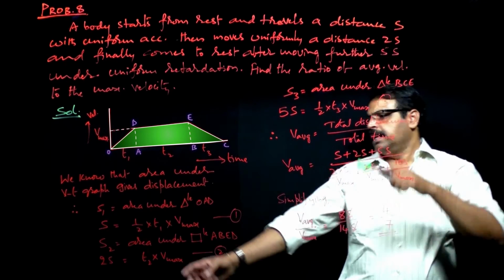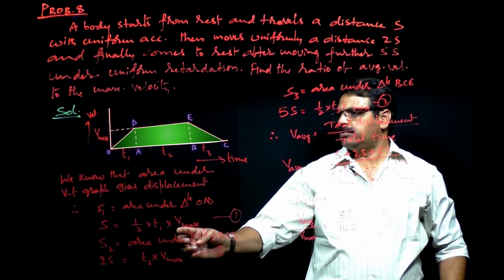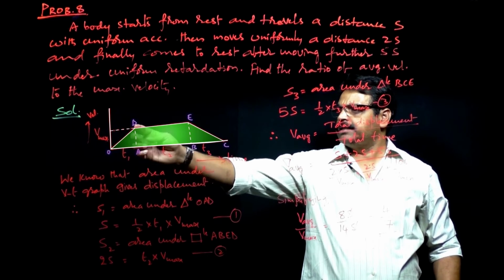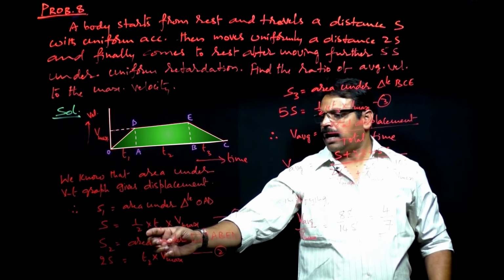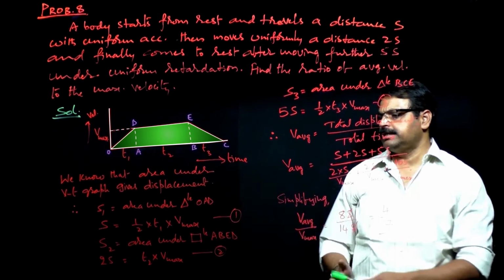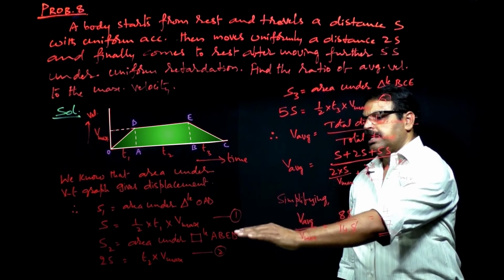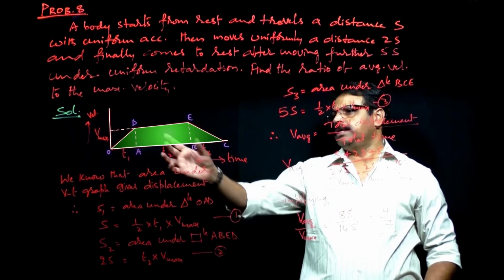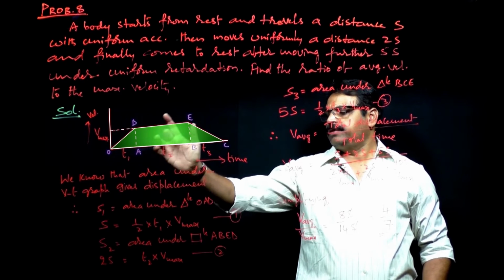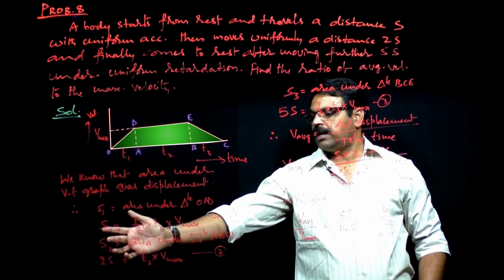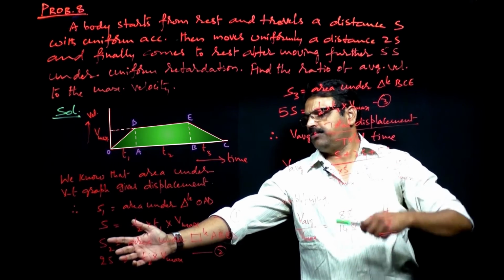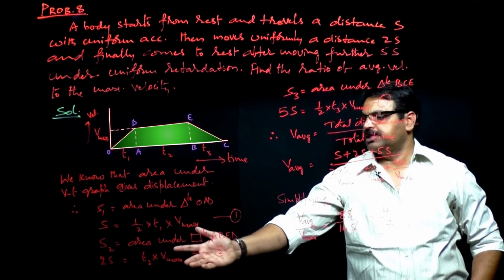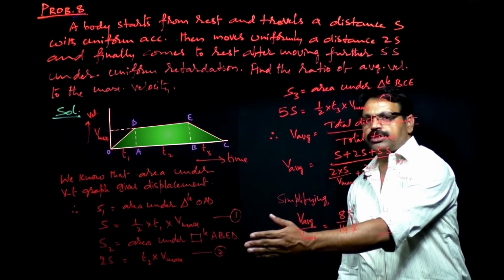That is the reason S is equal to half base into height. Base is the time, height is V maximum. Therefore, I can write S as half T1 into V maximum. Let us say that is the first equation. Similarly, coming to the second interval, it is a rectangle. The area of the rectangle is the distance traveled in the second interval, which is given as 2s. Therefore, 2s equals the area of the rectangle. Let us say that is equation 2.